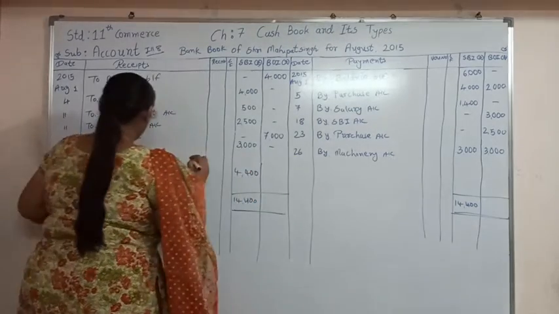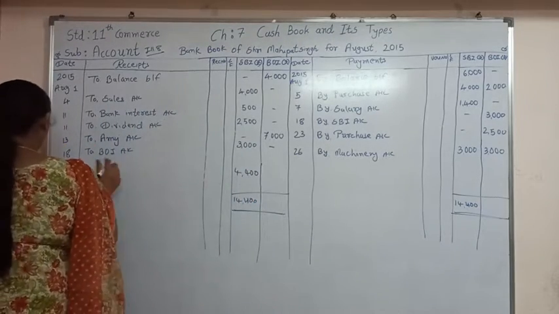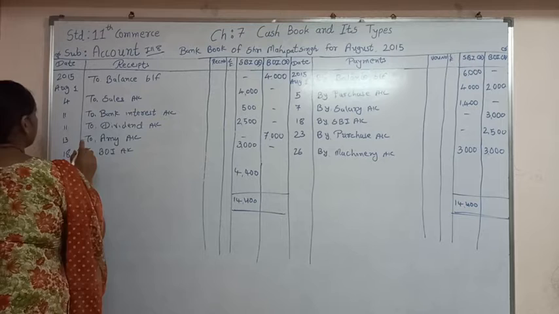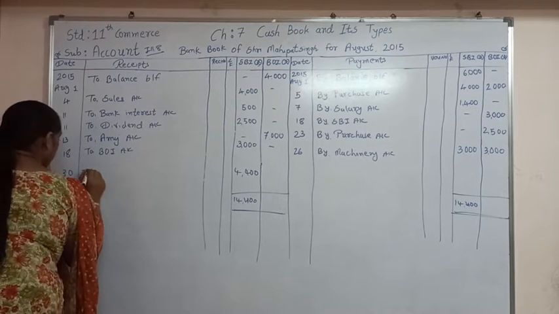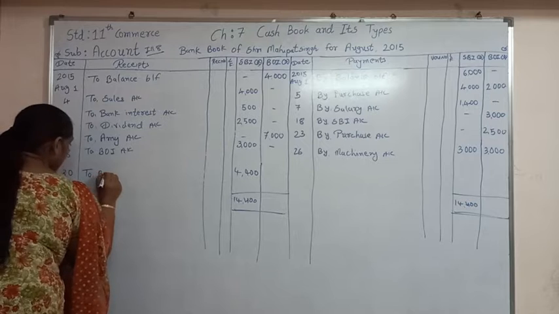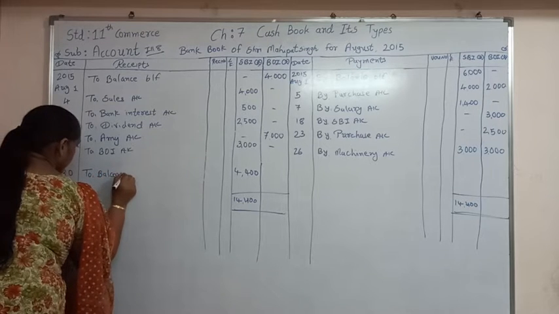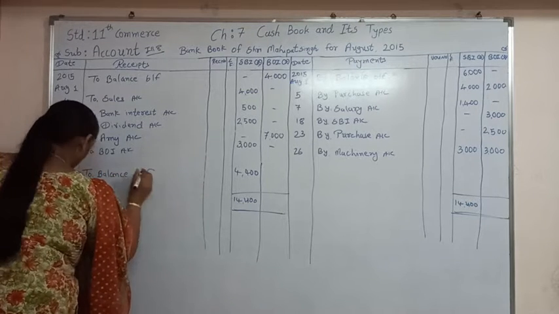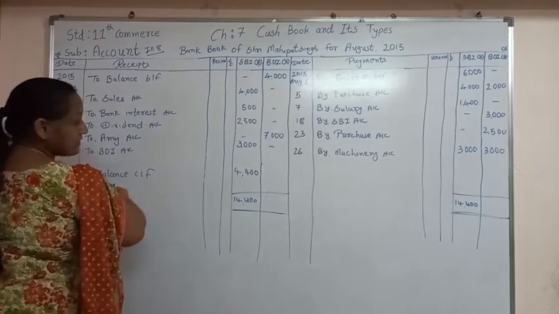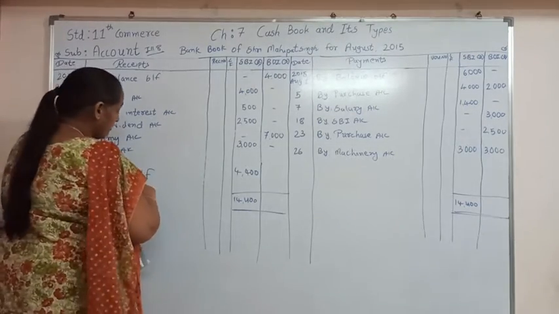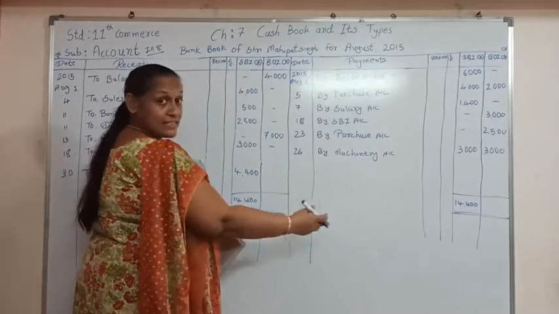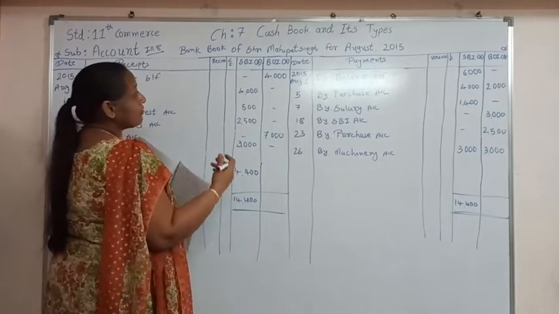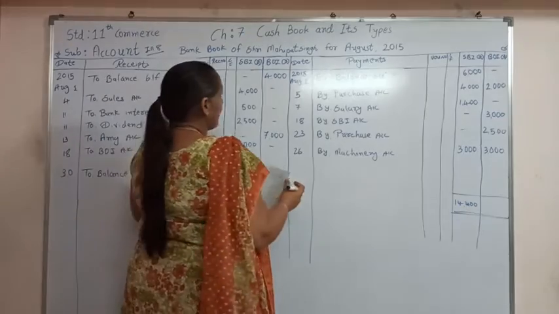4,400, and it is on date 30, as it is August month. Last date is 32. Balance carried forward. So this balance is called bank overdraft, and it will be carried forward to the credit side of the next month. Now let's find out the balance of BOI.